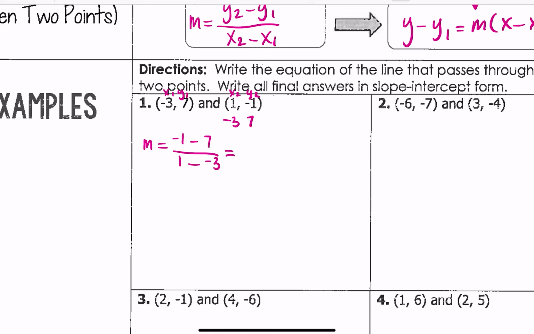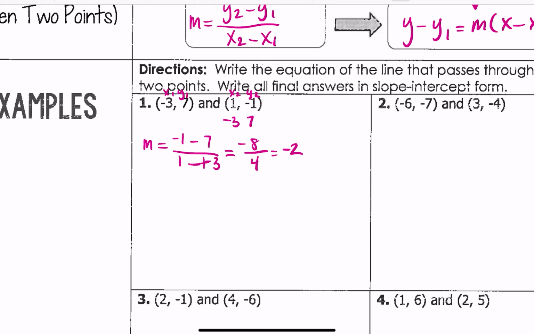So now when I go to figure this out, negative 1 minus 7 is negative 8. Over here I end up with 1 plus 3 because those two minuses become a plus, and I get 4, and then negative 8 divided by 4 is negative 2. So now I have my m.